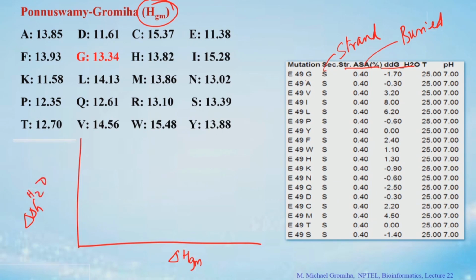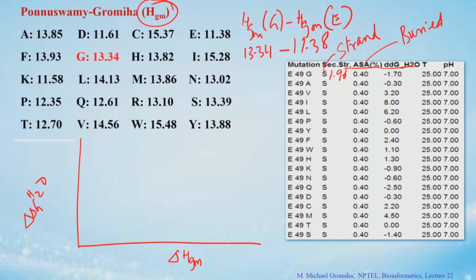For example, we take the first mutation. What is the first mutation? E49G. So, how to get the values? HGM of G minus HGM of E. So, what is G? 13.34 minus what is E? 11.38. What is the value? 1.96. For this case, the value is 1.96, right. And the second one is 2.47.